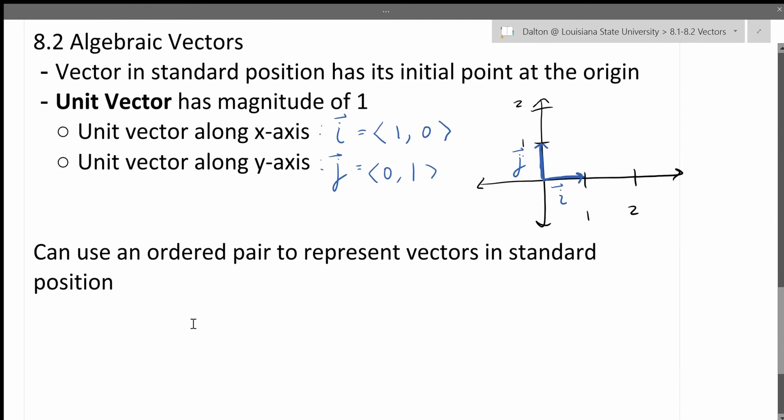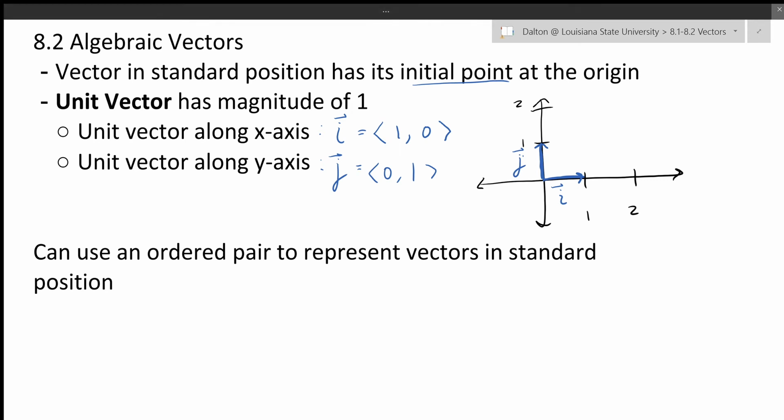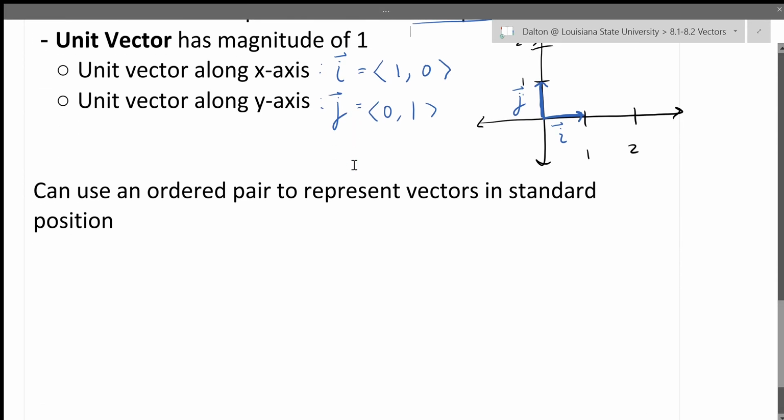Okay, so if a vector is just floating out in the middle of your coordinate plane, we can't use this notation. So the key is they have to be in standard position, meaning that its initial point must be at the origin. So I want to talk about what a vector is and what that ordered pair notation is and what it is not. I want to talk about the difference between the ordered pair that we know and incorporating vectors.